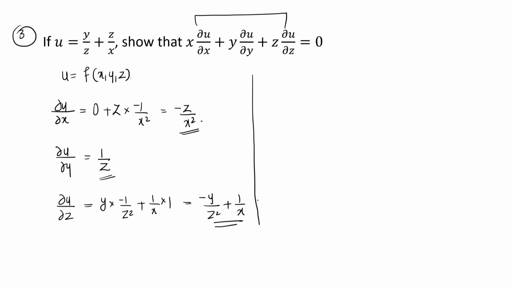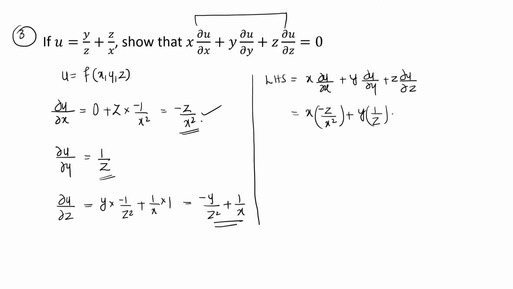That is what we have to prove. Okay, therefore LHS is x into dou u by dou x plus y into dou u by dou y plus z into dou u by dou z. This is equal to x into dou u by dou x, which is minus z by x square, okay, plus y into dou u by dou y, which is 1 by z, plus z into dou u by dou z, which is minus y by z square plus 1 by x.